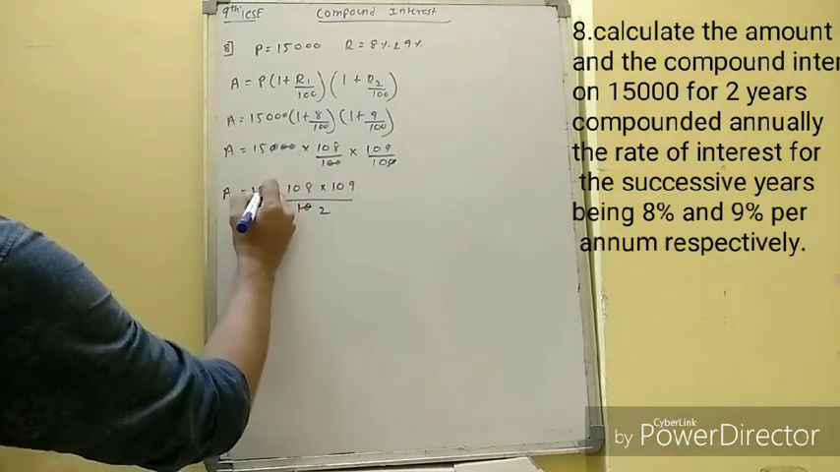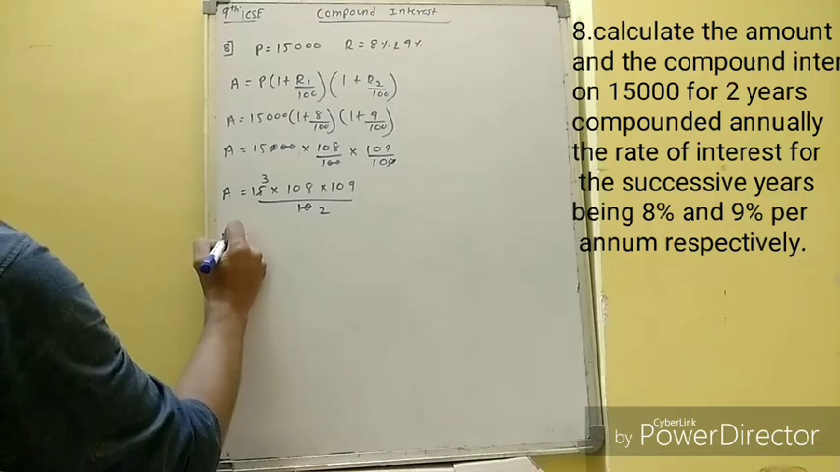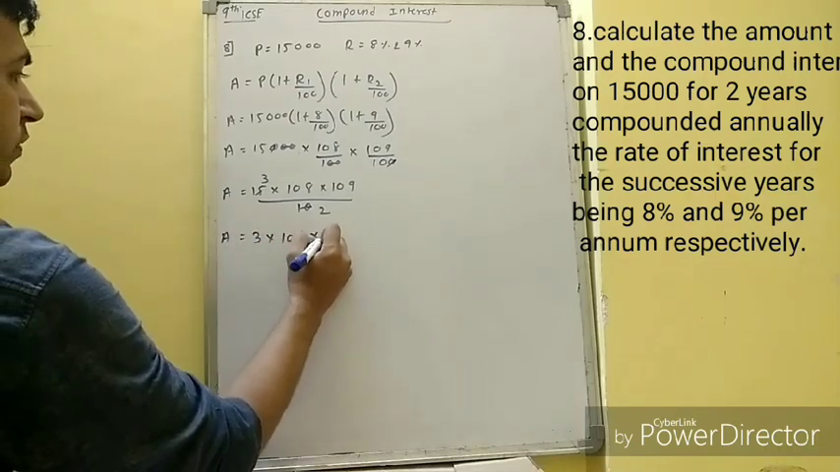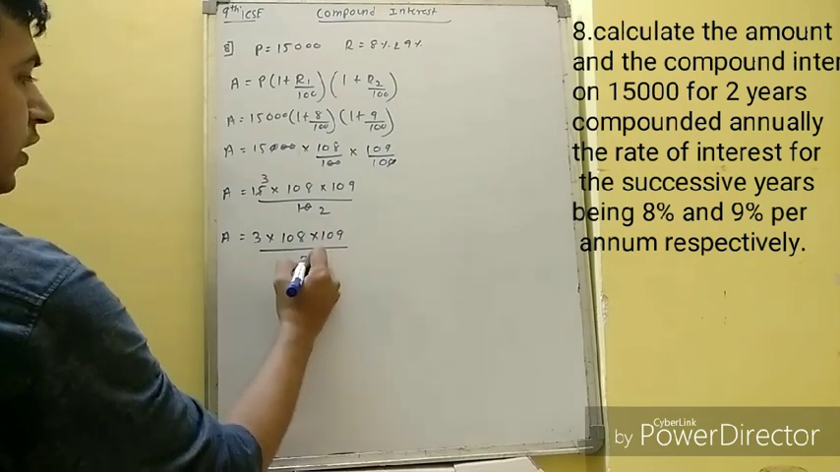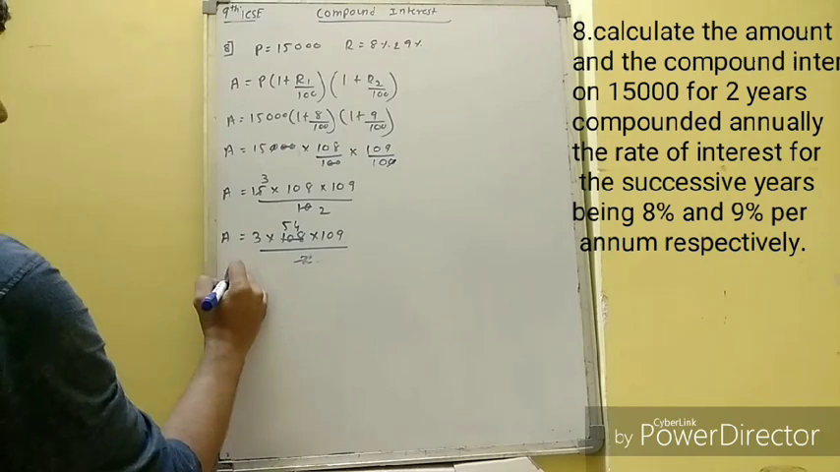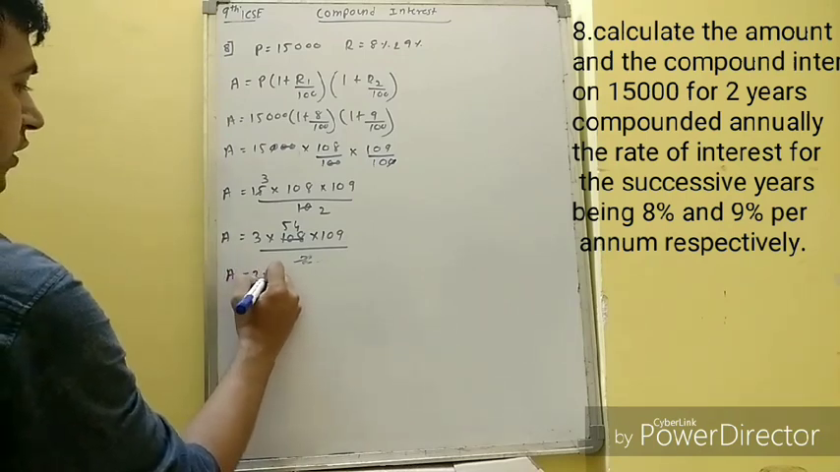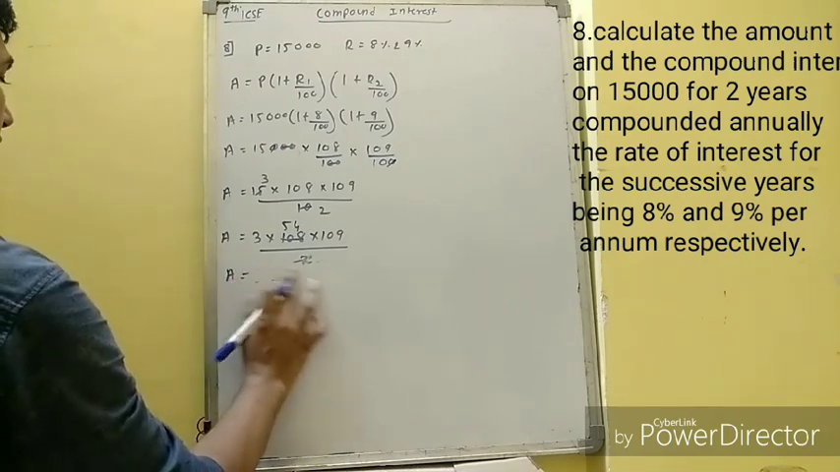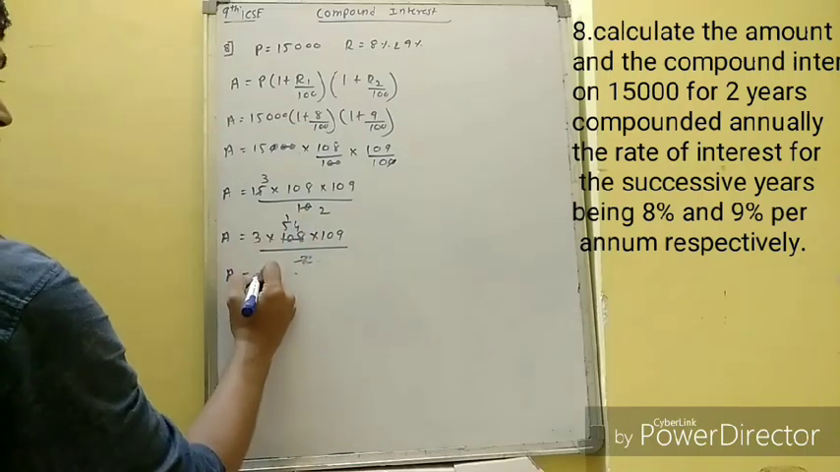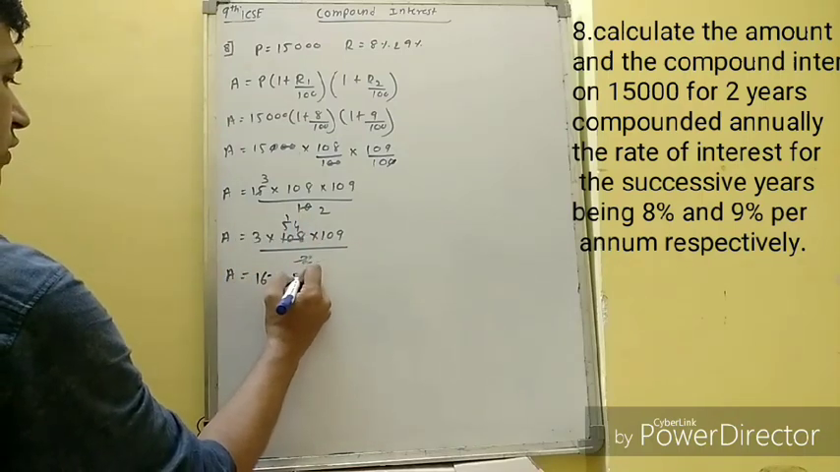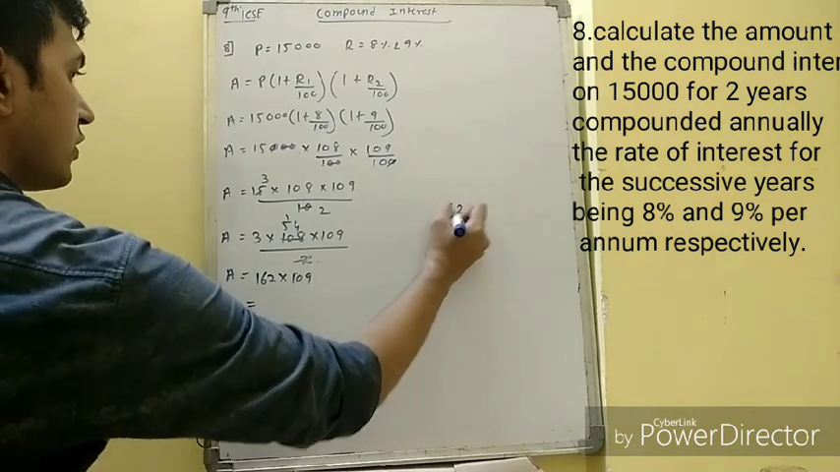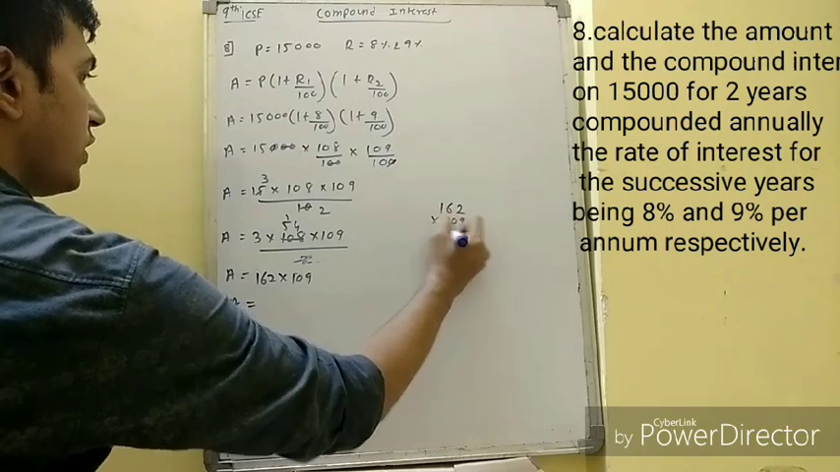So 5 twos are 10, 5 threes are 15. Amount is equal to 3 into 108 multiplied by 109 upon 2. So we have 2 ones are 2, 54. Then amount is equal to 3 into 54. I can multiply 3 into 54. 3 fours are 12, 3 fives are 15 plus 1, 16. 162 into 109. So amount is equal to 162 into 109.